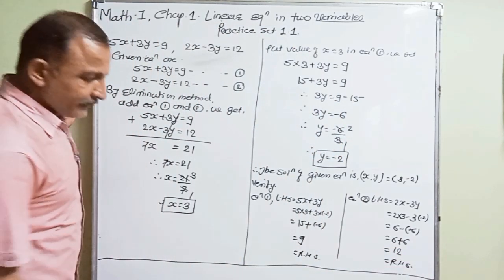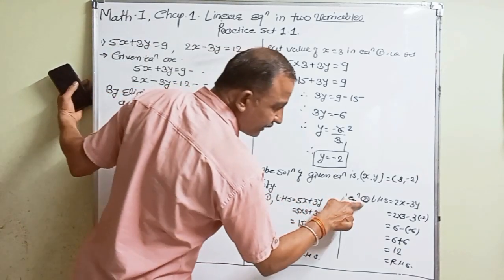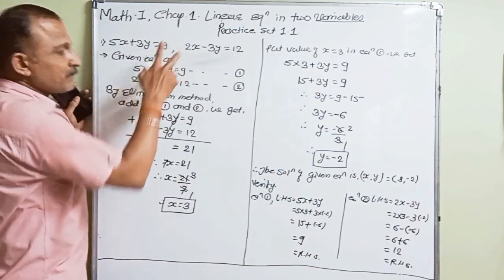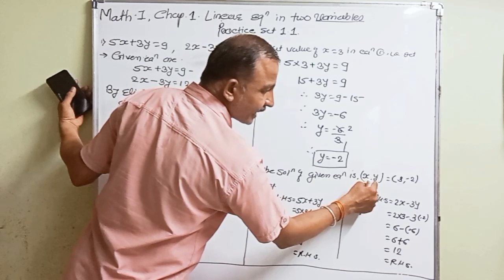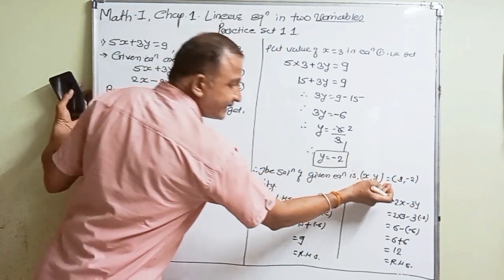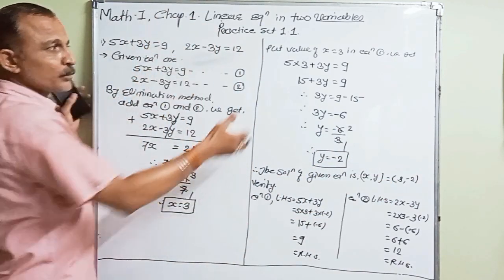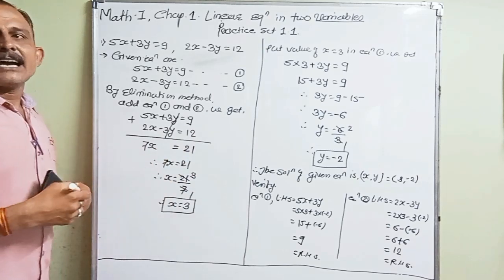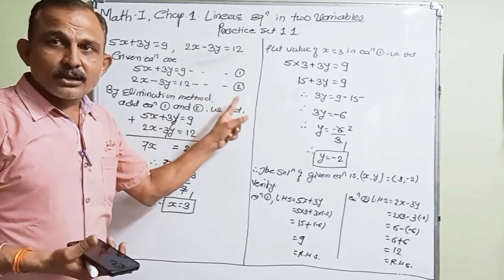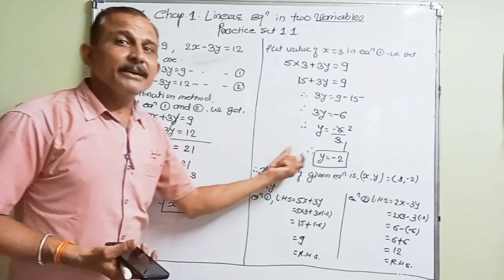So we get LHS is equal to RHS in equation first, and in equation second LHS is equal to RHS. This means both equations are satisfied by these values of x and y, that is x is 3 and y is minus 2. So we can say that this is the solution of the given equations, and this is the process to solve simultaneous linear equations by the elimination method.